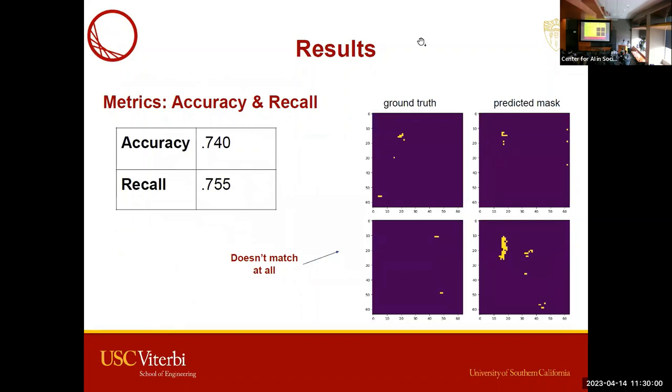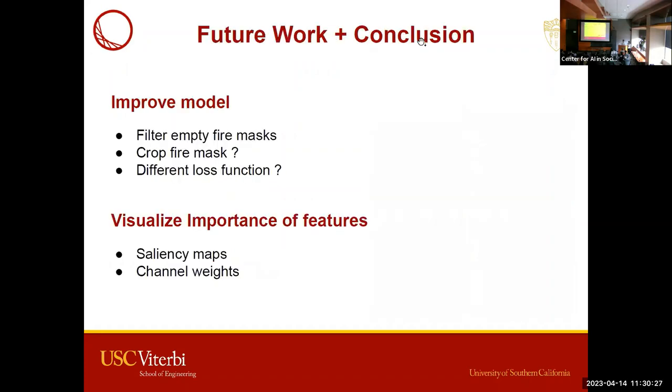In terms of the results, we looked at the accuracy and recall since the classes were so imbalanced in terms of fire and no fire, and they both converged around 0.75. When we look at what our model predicted, comparing the ground truth and the predicted output, for some of them it did match pretty closely. But for a lot of them, like on the bottom, you can see that it pretty much didn't match at all. So this leads us to how we improve the model.